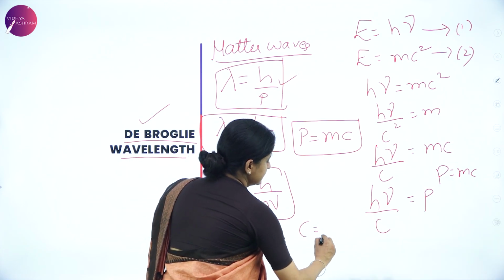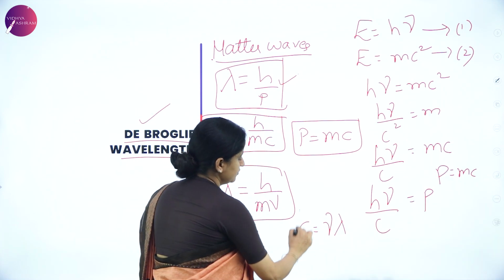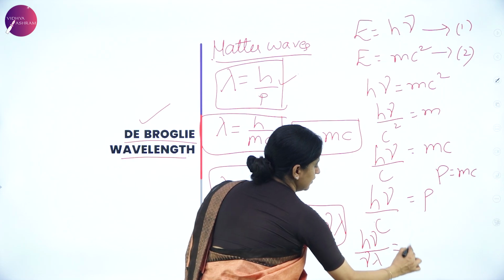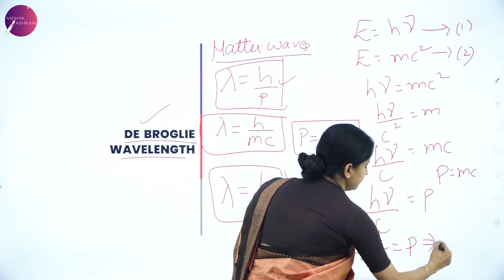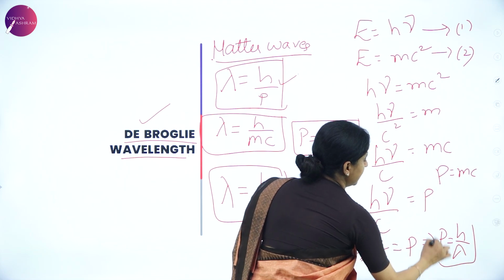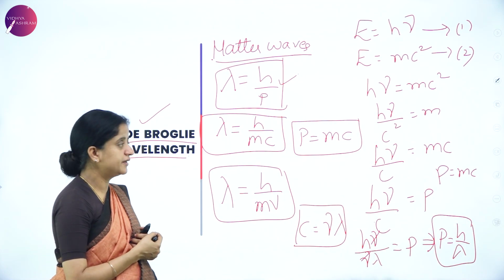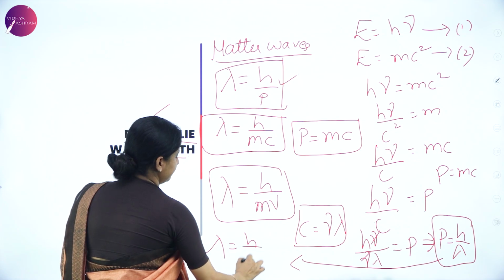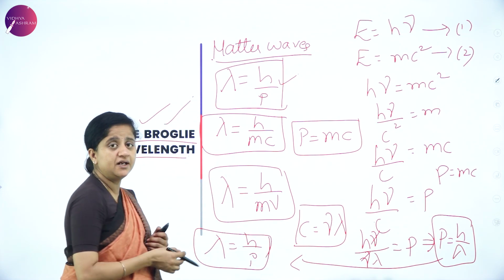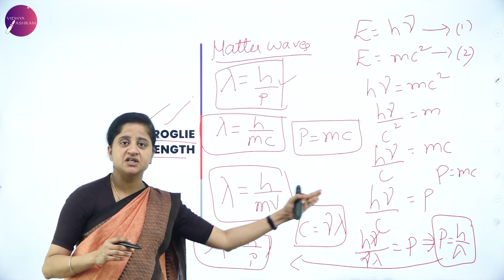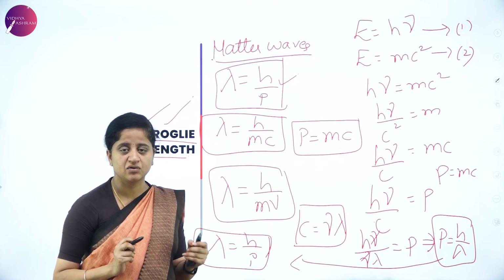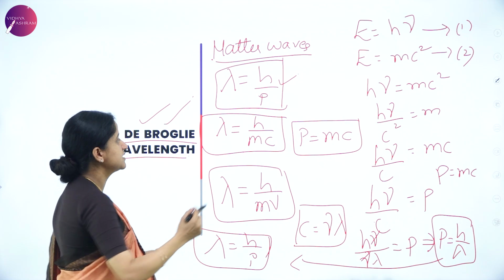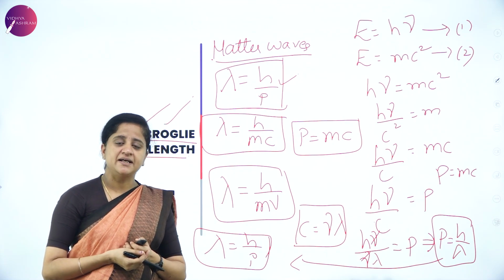So I can replace h nu divided by c is equal to P. But we know that c is equal to nu lambda. Substituting here, we get h nu divided by nu lambda is equal to P. Nu gets cancelled and we remain with P is equal to h divided by lambda, which is nothing but the expression for de Broglie wavelength. From this expression we can write lambda is equal to h divided by P. So this is how, by taking the energy of a photon and the energy of any particle, E is equal to mc square, and substituting, we arrive at the expression for the de Broglie wavelength, lambda is equal to h divided by P.